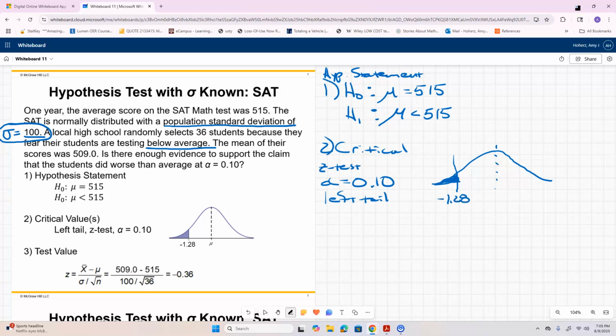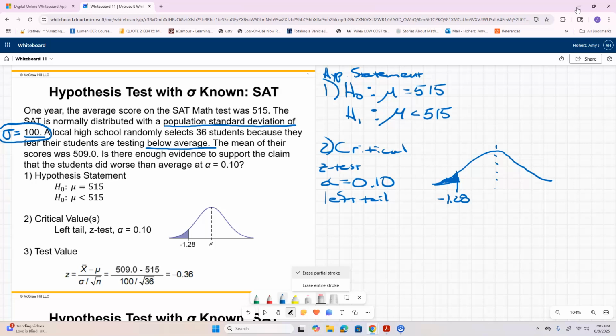So if we get below negative 1.28, we're going to reject, and if we're above that, we're going to not reject. So if we're in this shaded area, we're going to reject. That's the rejection region. I'm going to erase that because I don't want to be confused if we end up not rejecting on this particular problem. But that's the rejection region.